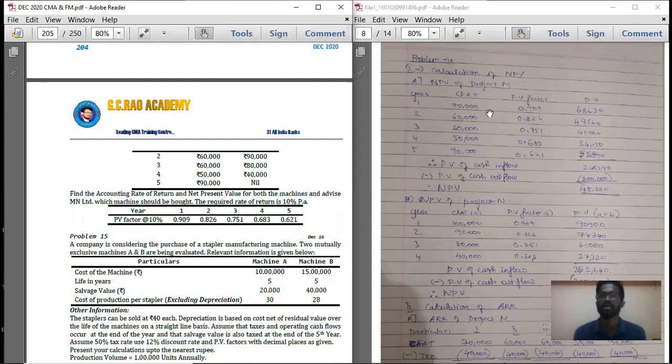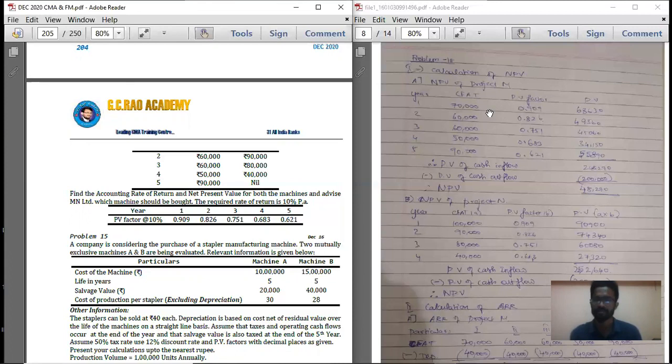Fourth year record 50,000 into 0.683. You are getting 34,150. Next, for the last year, that is the fifth year, record 90,000 into 0.621. What is the present value of 90,000? 55,890. In respect of the fifth year record 55,890. So the first year is 63,630. Second year 49,560. Third year 45,060. Fourth year 34,150. And fifth year 55,890.